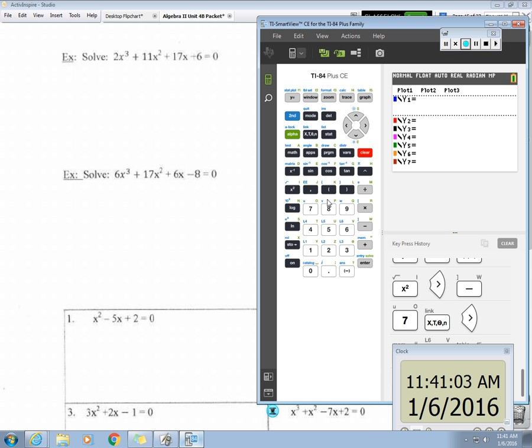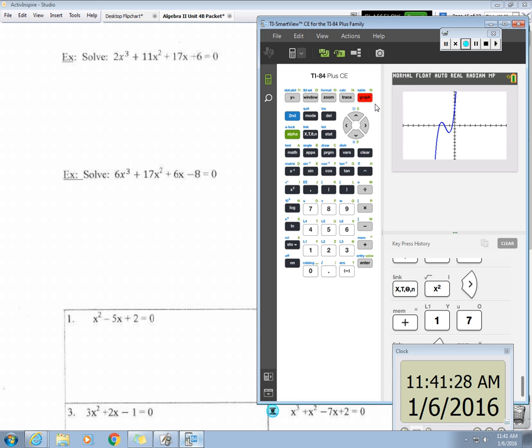So let's see, it's 2x cubed plus 11x squared plus 17x plus 6. Okay, how many times is it going to cross? 3, because it's cubic. And, well, no, there's no bounce because, I know that it has a hump, but it's not bouncing off the x-axis. Okay, so look, where does this one cross?